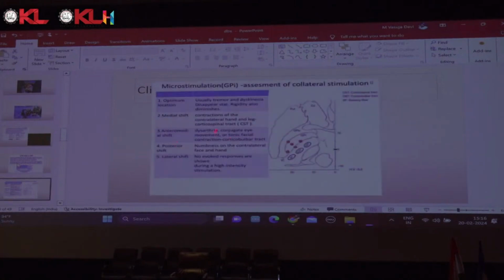With microstimulation, we see the response: the tremor response, and whether there is dysarthria, dyskinesia, or rigidity. We look for dyskinesia and bradykinesia, and also side effects. Essentially, we look for corticospinal tract involvement, any stiffness, dysarthria, conjugate eye movements, numbness, and sensory involvement. All of these are located and identified, and we place the lead in the proper place.